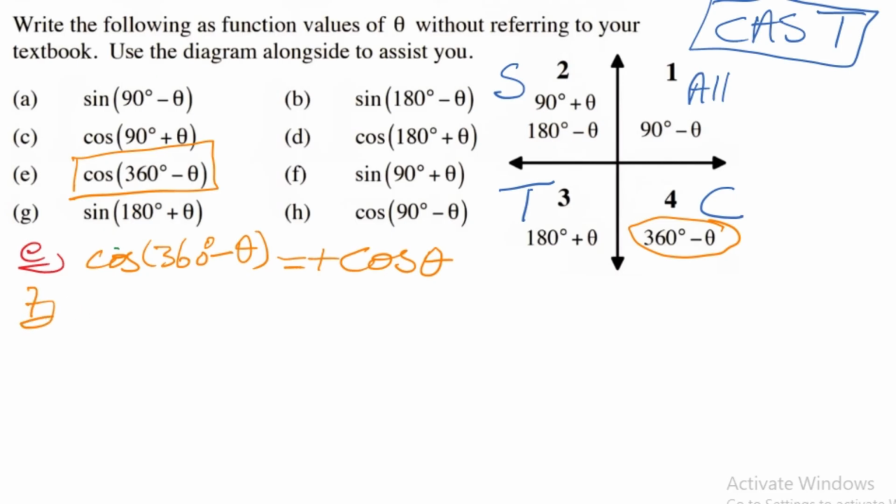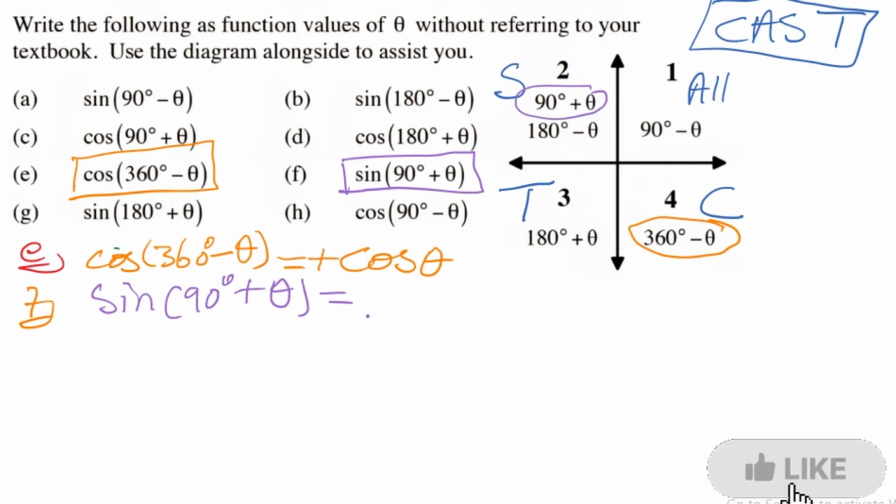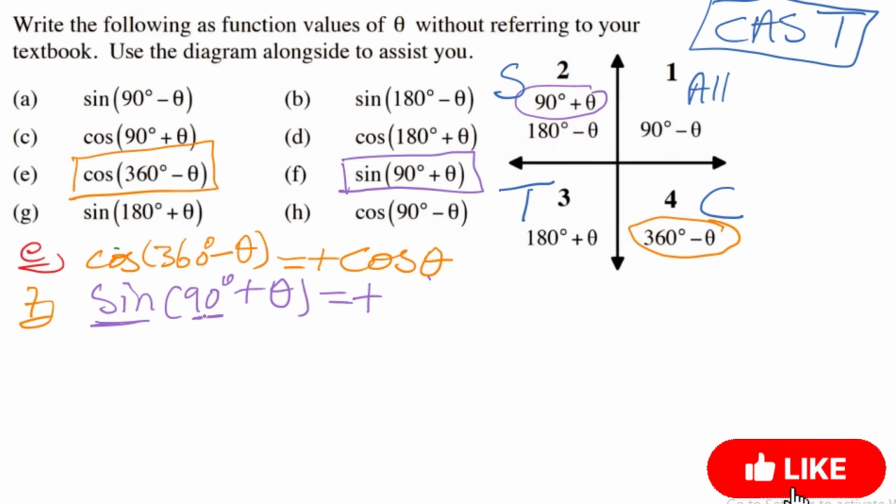On F, now F is given by sine of 90 degrees plus theta. So we check where 90 degrees plus theta is on our CAST diagram. So 90 degrees plus theta is on the second quadrant, and on the second quadrant sine is positive. Now after having positive there, we must remember that if it's 90 degrees plus or 90 degrees minus, the ratio must change, right?